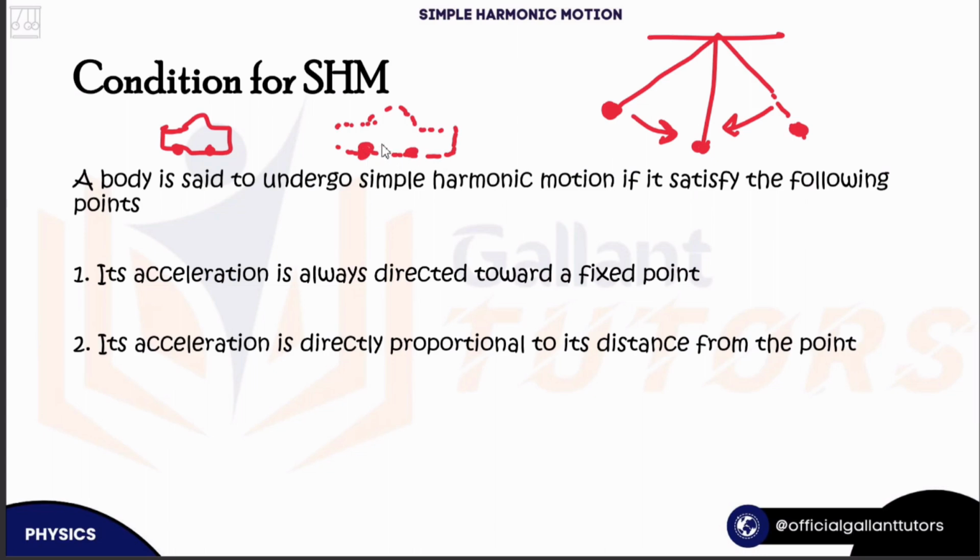Now also, acceleration is directly proportional to the distance from the point. I said that acceleration is directly proportional to the distance, or the displacement. And displacement can also be referred to as distance. Is that very clear?